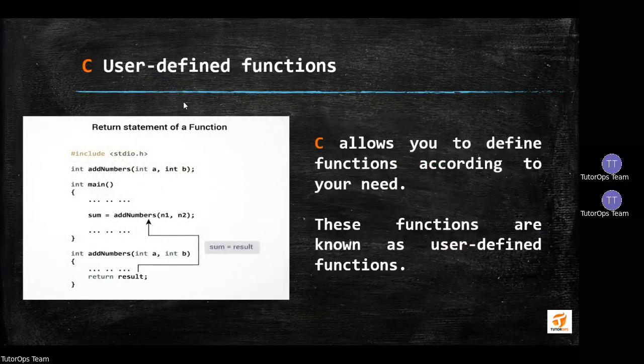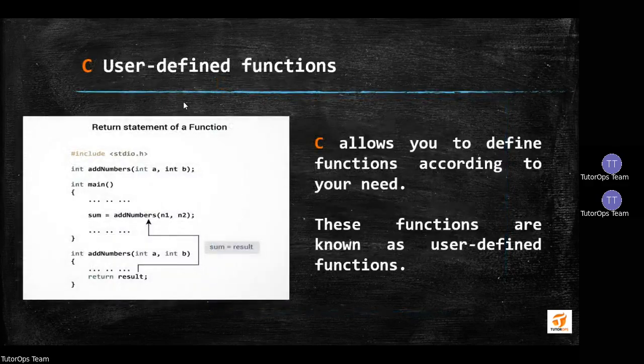So what do we mean by a C user defined function? C allows you to define functions according to your need, and these functions are known as user defined functions. Like right now I just explained maxval. It's a user defined function. You write the code inside the body of that function, and whatever work you want to do with that function, you just write it down. That is called a user defined function, nothing else.